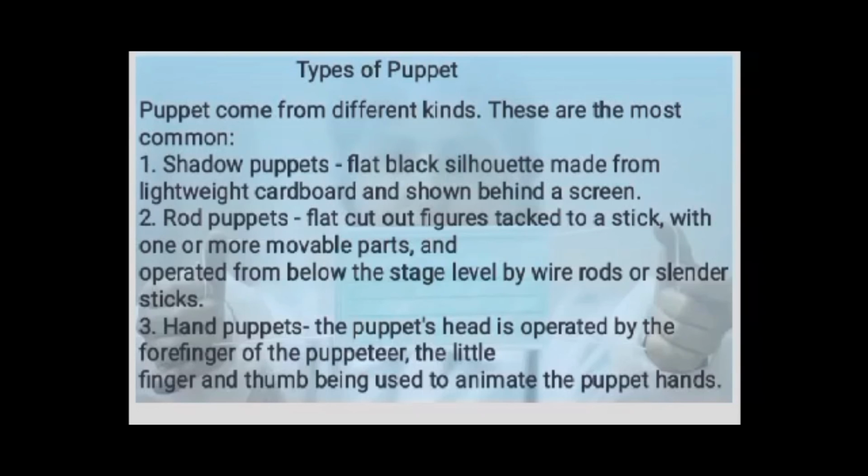So rod puppets is yan yung kina-cut out na mga figure na nakadikit sa isang stake at pinapatakbo mula sa ibaba ng antas sa pamamagitan ng wire rods o slender stakes. Number 3, hand puppets. The puppet's head is operated by the forefinger of the puppeteer, the little finger and thumb being used to animate the puppet hands. So hand puppets is yan yung ulo ng puppet na pinapatakbo ng hintuturo ng puppeteer. Kung baga, yung maliit na daliri at hinlalaki na ginagamit upang bigyan ng buhay ang hand puppets.